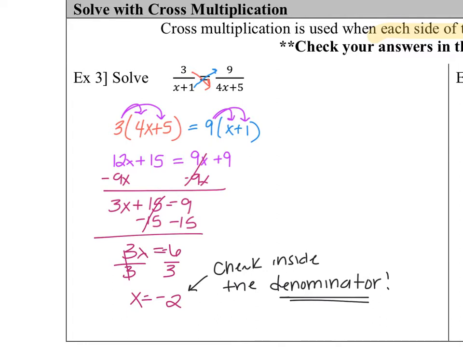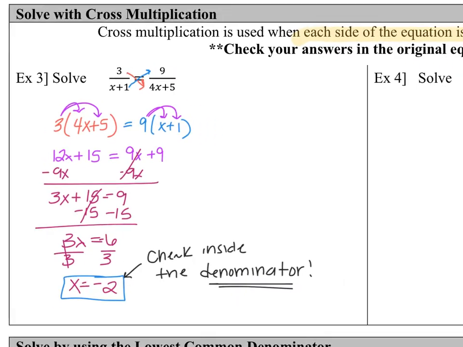We can do this one in our head because this one's short enough. If x is negative 2 and I substitute it into this denominator here, I would have negative 2 plus 1, which makes negative 1. So that one's okay. Let's plug it into this one. 4 times negative 2 makes negative 8 plus 5 makes negative 3. So that is also not 0. Since x equals negative 2 doesn't make any denominator 0, this is in fact our solution. Always make sure you check it back into the denominator.